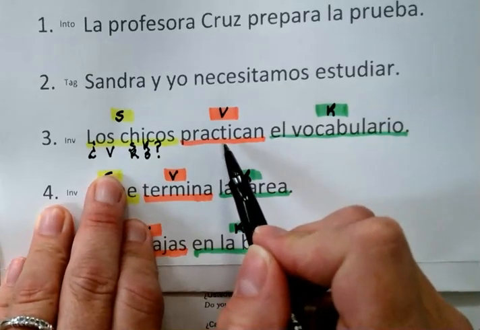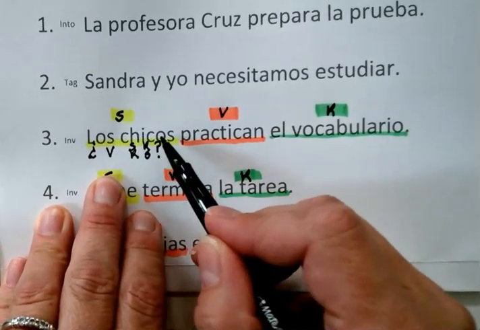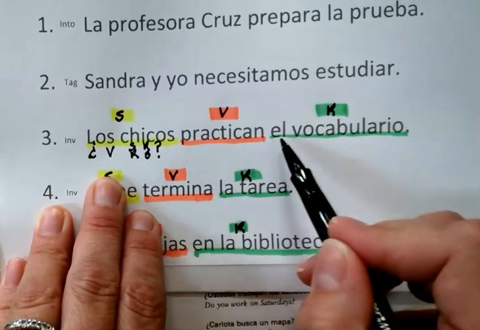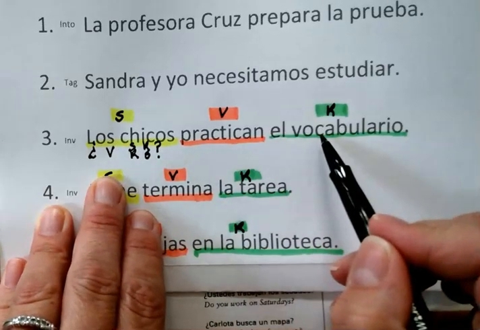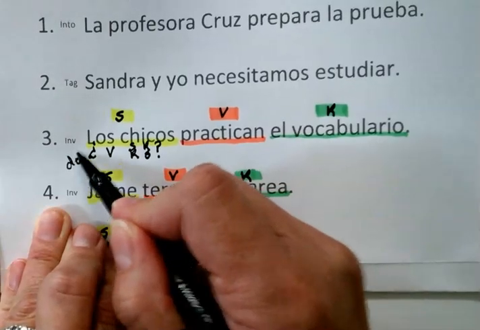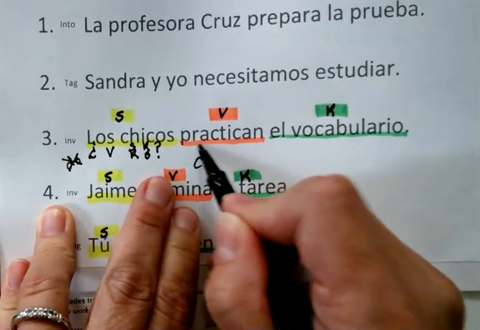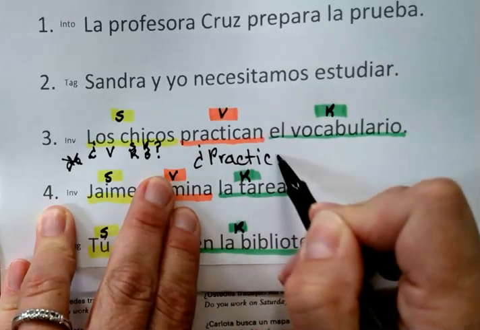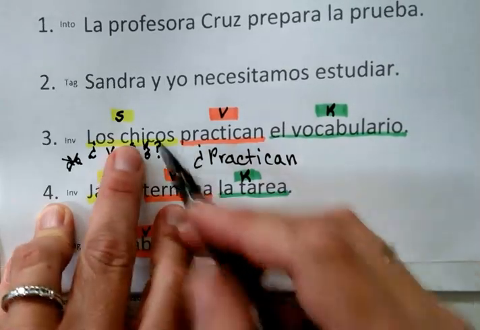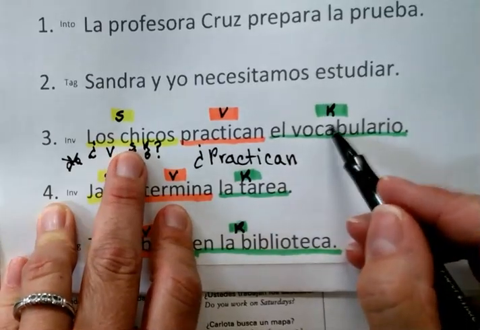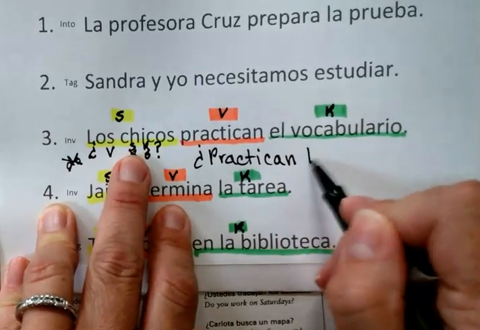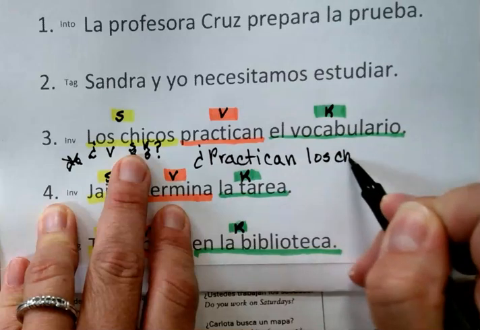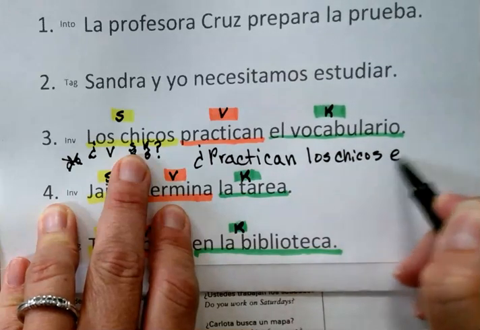Practican, to practice is the verb. The kids, or the boys, practice the vocabulary. So we can't say do the boys, right? Instead, we start with our verb. So, practican. Now I need either my subject or my remainder. It does not matter. I'm going to go with the subject. Practican los chicos el vocabulario.